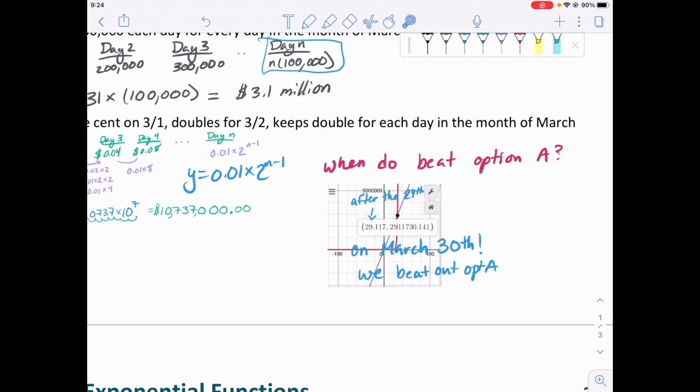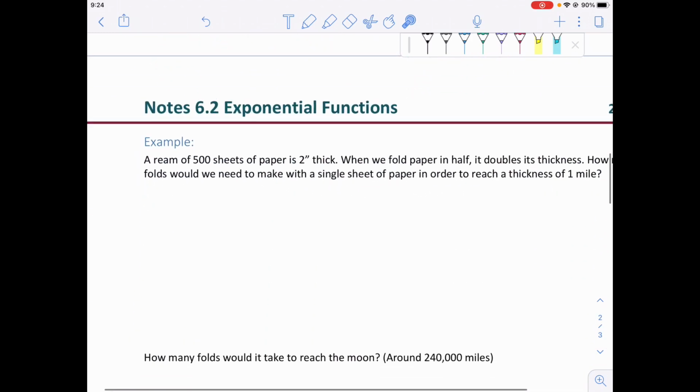But notice, the only month that it would matter is maybe February, right? Where we've got 28 days. But otherwise, every other month of the year has at least 30 days. So we're going to get more from option B. So let's do another problem.